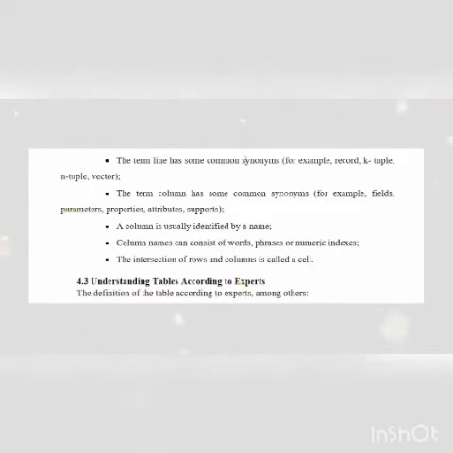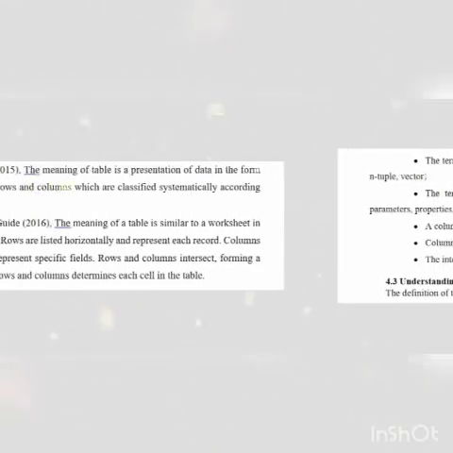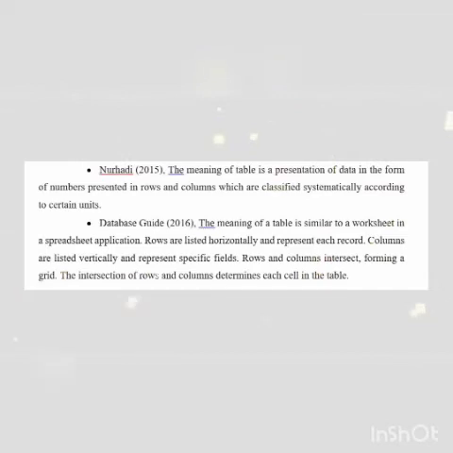Understanding table according to experts. The definition of the table according to experts, among others: first, Nur Hadi, 2015. The meaning of a table is a presentation of data in the form of numbers presented in rows and columns which are classified systematically according to content units. And second, Database Guide, 2016. The meaning of a table is similar to a worksheet in a spreadsheet application.